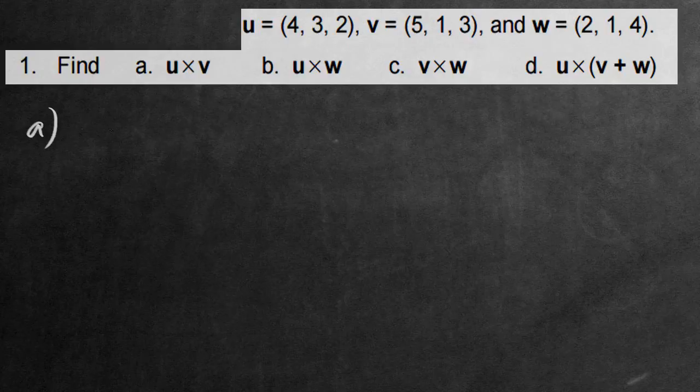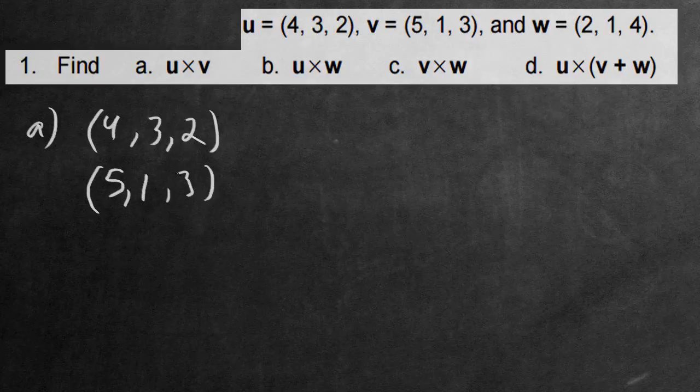To do this, the best strategy, I think, is to list them out like this: 4, 3, and 2. This is the first vector, the vector u, and below it, let's put the vector we're crossing it by, the v vector. That's 5, 1, and 3. Now we focus on the last 2 coordinates, the 3, the 2, and the 1 and the other 3. We want to cross multiply them, specifically the 3 and the 3, and the 1 and the 2. So let's go ahead and do that.